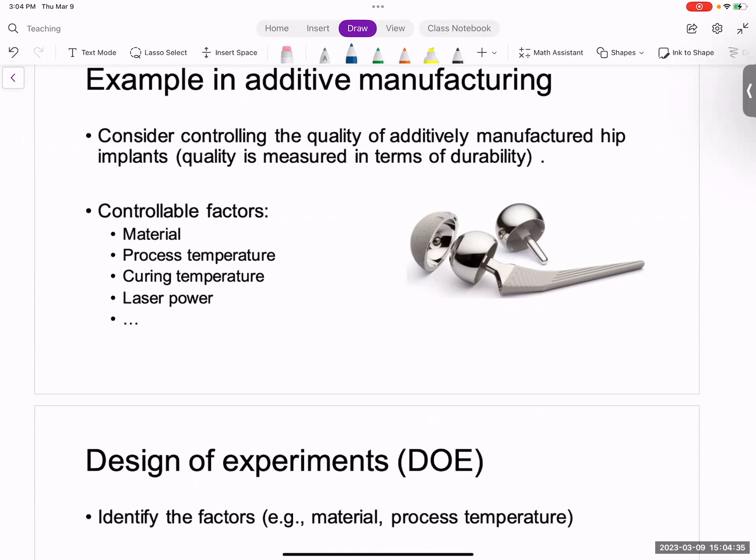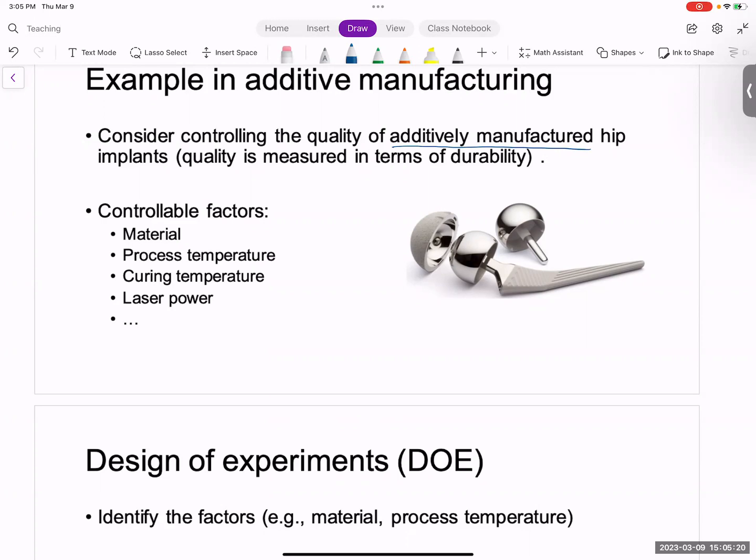Think about, we want to manufacture hip implants, and we want to use an additive manufacturing process to manufacture these hip implants. The process here is the additive manufacturing process, and your controllable factors could be the material, the process temperature. Additive manufacturing essentially melts down the powder particles and then deposits them layer by layer. So the temperature at which it melts the powder particles is crucial and controls the overall quality of the manufactured part.